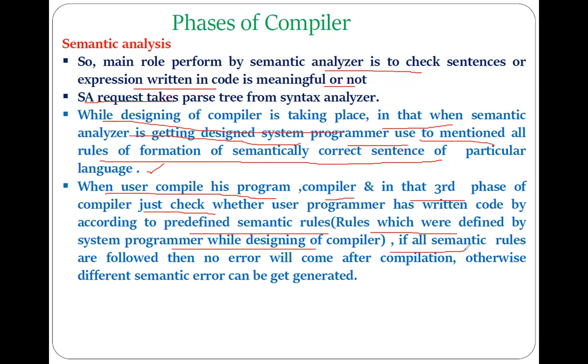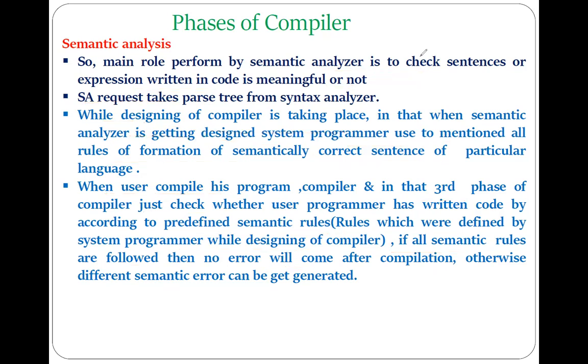If all the semantic rules are followed, then no error will be generated after the compilation. But if the semantic rules are not followed, then definitely different semantic errors will get generated and the programmer will be notified. Then the programmer can make changes, rectify, and the recompilation has to be done again. So that is the semantic analysis phase of the compiler.